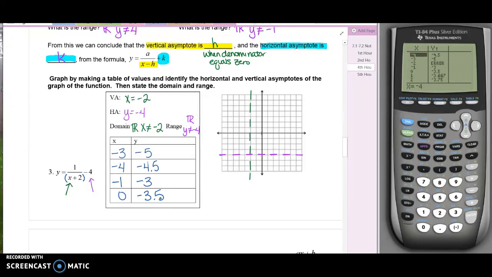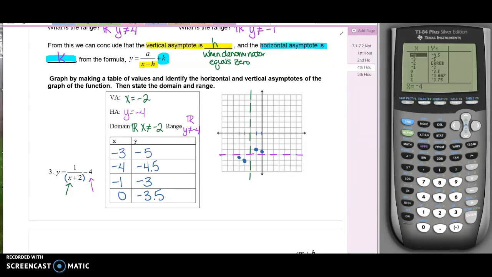Okay, so our x values are -3 and -4. That's the two x's on the left side of that vertical line. And -1 and 0, that's the two x values on the right side. I had 1 in there originally. It was supposed to be -1, I promise. Plot these 4 points and see what it looks like.